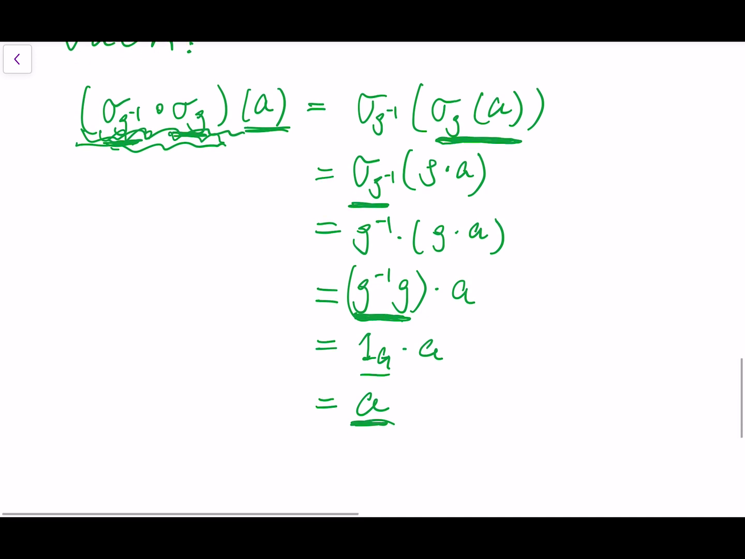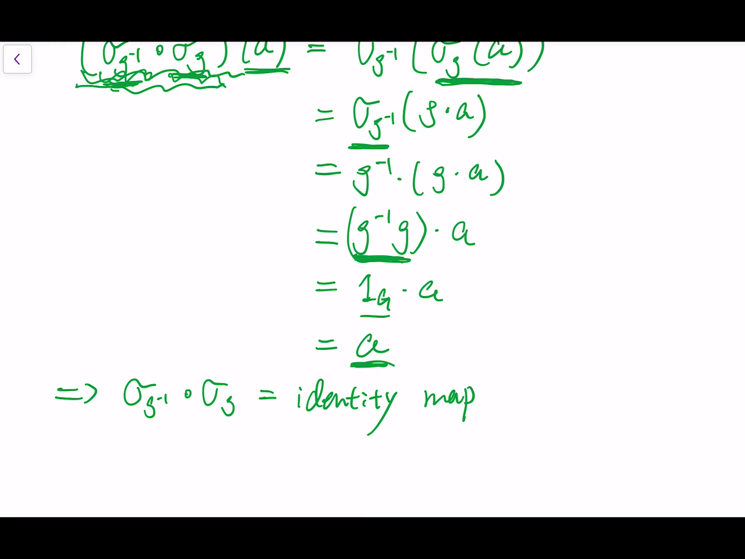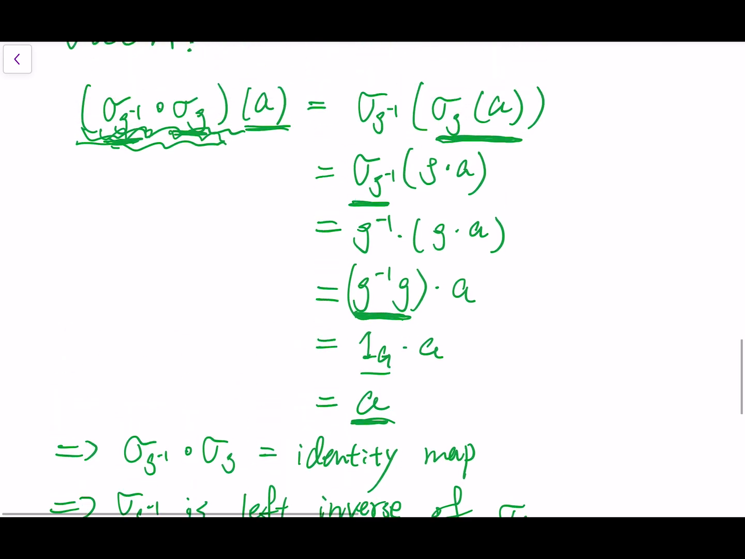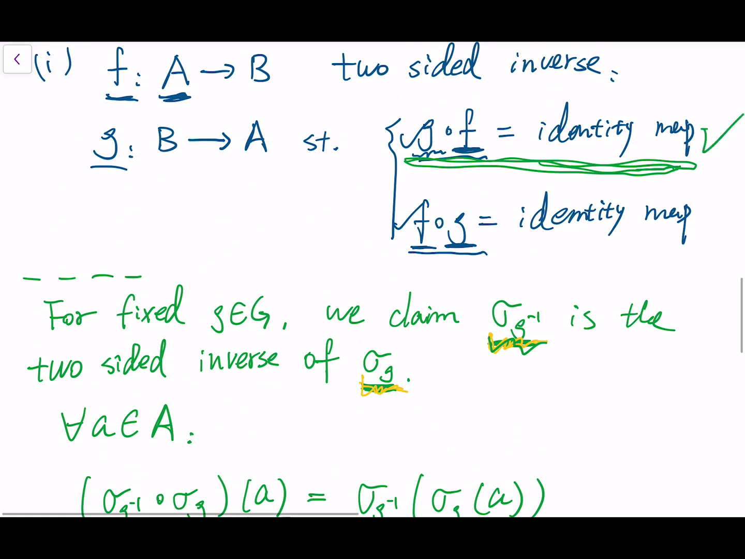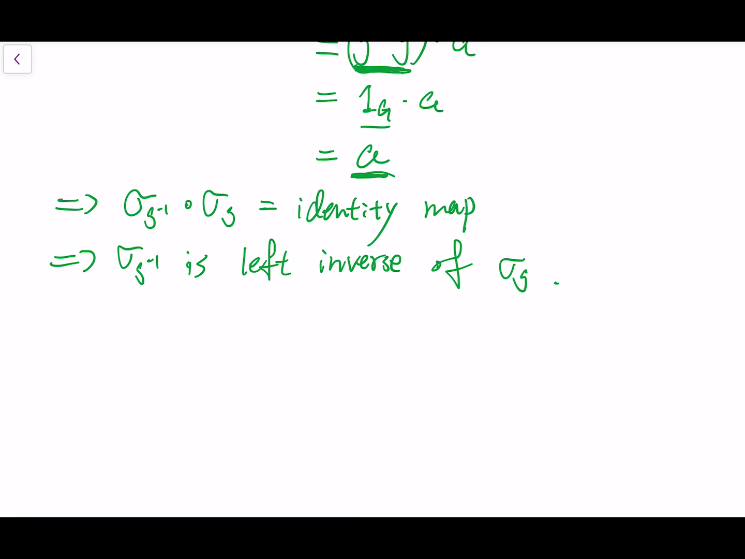It means that sigma G inverse composite with sigma G equals identity map, and this means that sigma G inverse is left inverse of sigma G. Okay, so this part is done, and then we want to show that sigma G inverse is also the right inverse of sigma G.